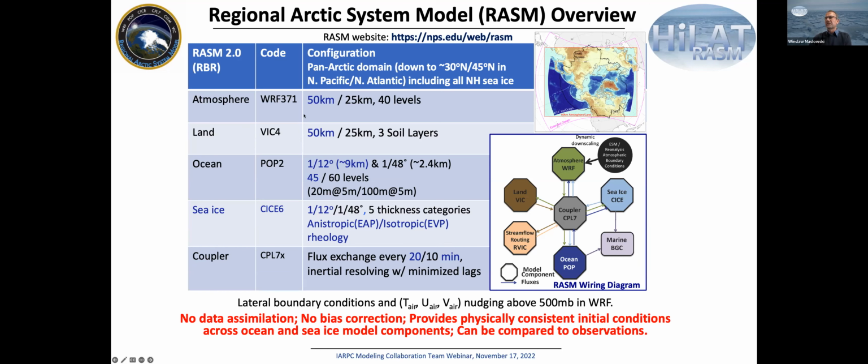The configurations are basically 50 kilometer or 25 kilometer atmosphere and land, and 9 kilometer or 2.4 kilometer ice and ocean. The key message from the model setup is that we're not using data assimilation. We're not doing any bias correction. And we're using the model hindcast to provide physically consistent initial conditions for the ocean and sea ice. And those results can be compared against observations in time and space.